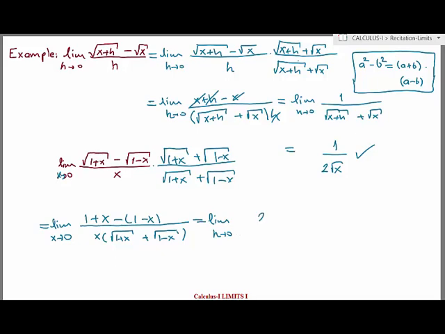2x over square root of 1 plus x plus square root of 1 minus x. This is x. When x tends to 0, plug the number 0 in the expression. Then we have 0 as the answer, since in numerator we have 0 over 1 plus 0, which is 1, and 1 minus 0, which is 1. 1 plus 1 is 2. 0 over a number is 0. So it's done.